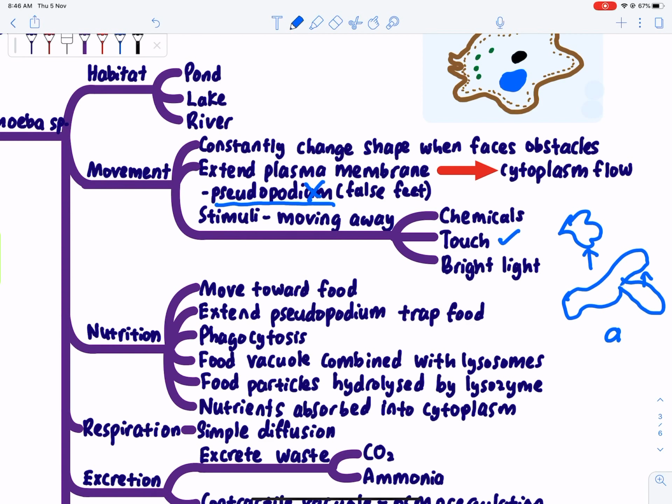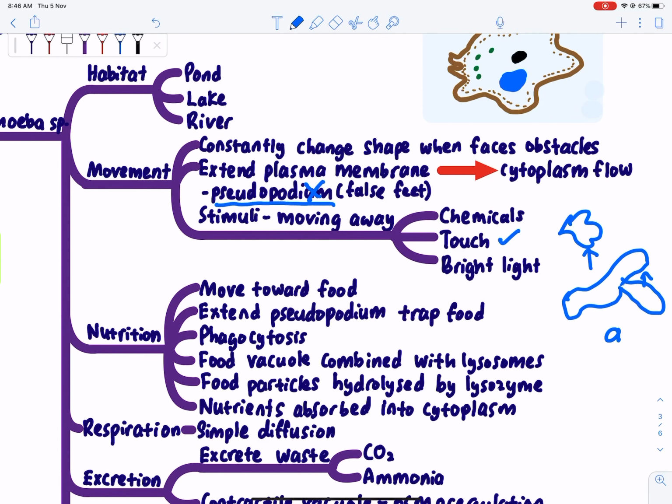Or bright light, of course they have. When the light concentration is higher, it will affect the temperature of that part of the water. Then they will move away from that particular place, or maybe they are moving towards the food.